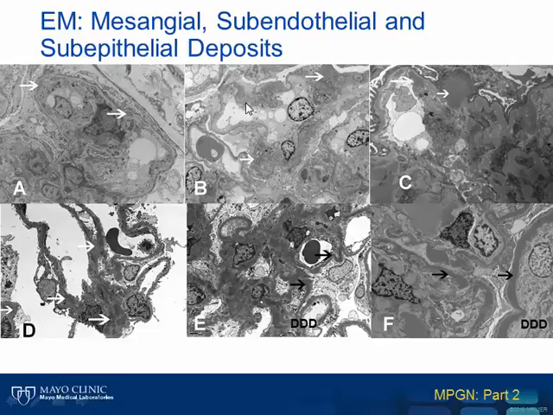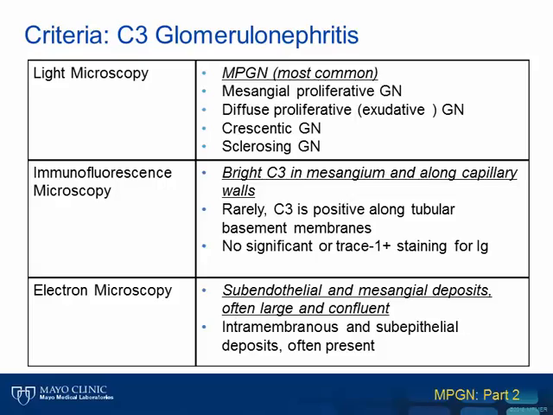Regardless of whether it's subepithelial and subendothelial, these are all C3 glomerulonephritis. And this patient with dense deposits is dense deposit disease. So indeed, these are all cases of C3 glomerulopathy. 1, 2, 3, 4, you could subcategorize as C3 glomerulonephritis, and patient number 5 would be dense deposit disease. Like I said, the MPGN pattern is the most common, and then you can get all of the other patterns as well.